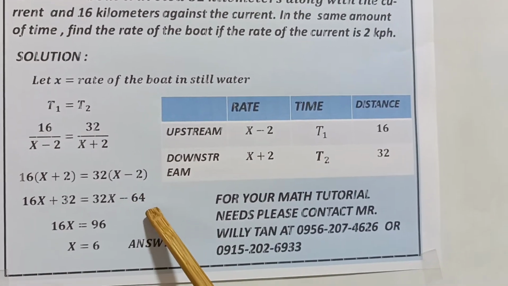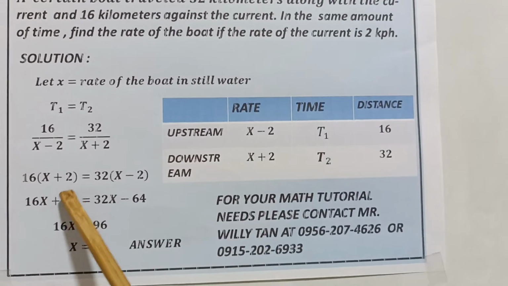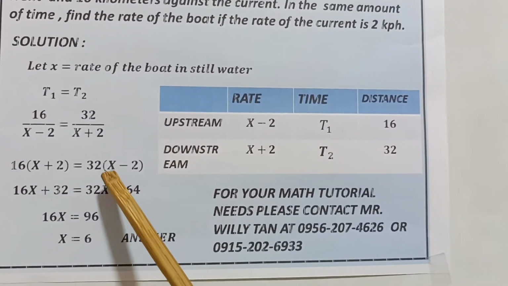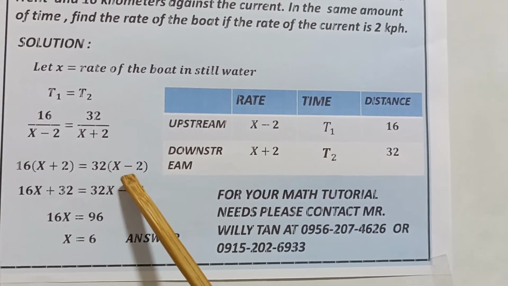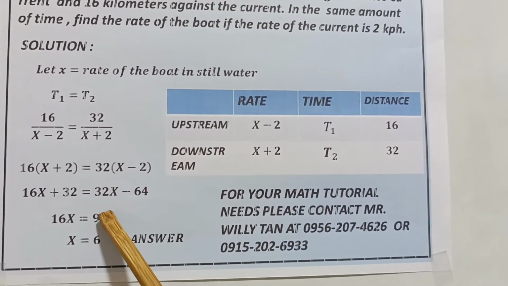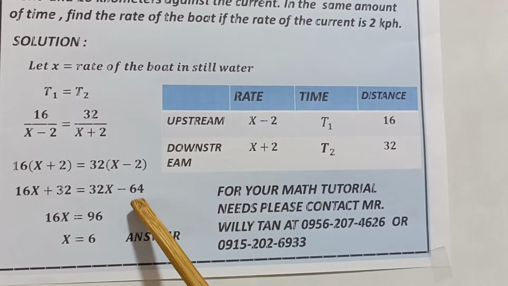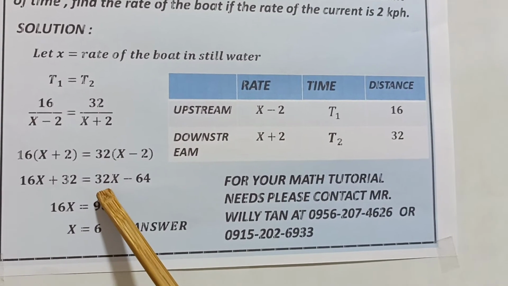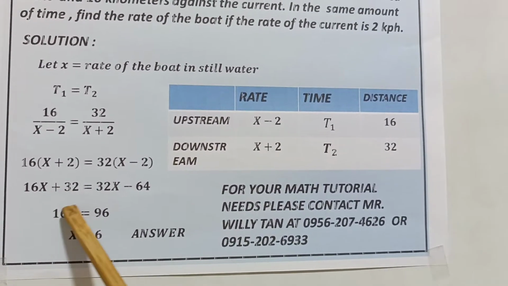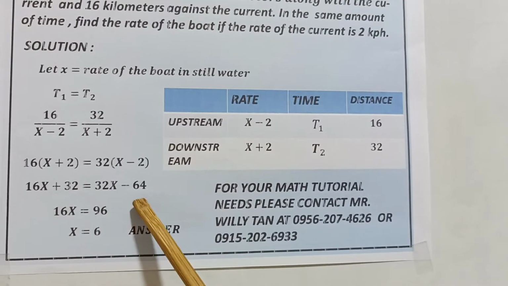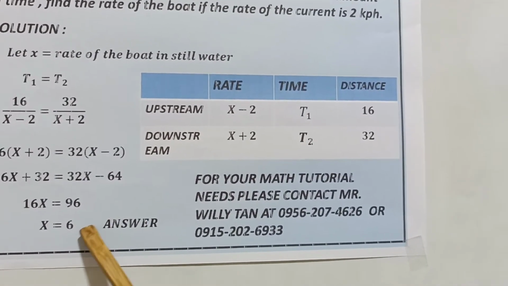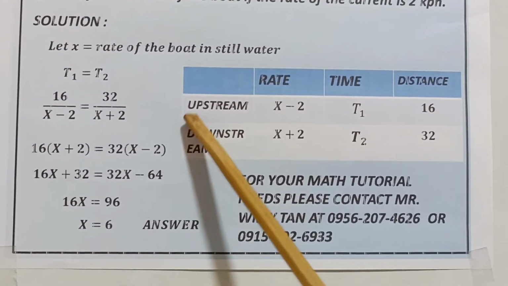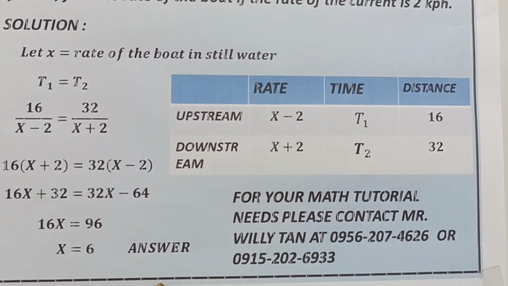So solving for x, we distribute 16 here. 16 times x plus 2 is equal to 16x plus 32. And 32 times the quantity x minus 2 is equal to 32x minus 64. We combine like terms. So 32x minus 16x is equal to 16x, and we combine 32 and 64, we have here 96. Solving for x, we get x is equal to 6. So this is the value of the rate of the boat in still water.